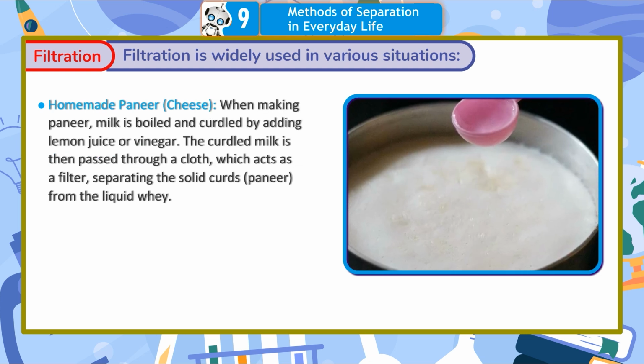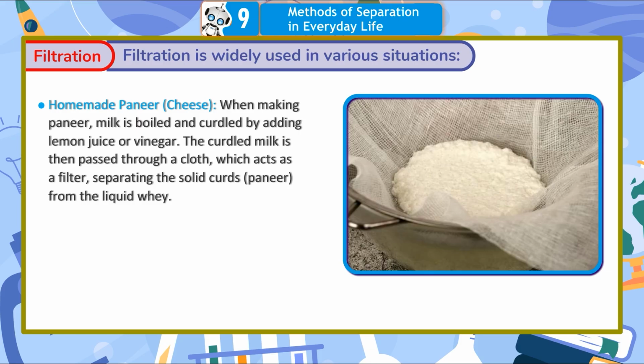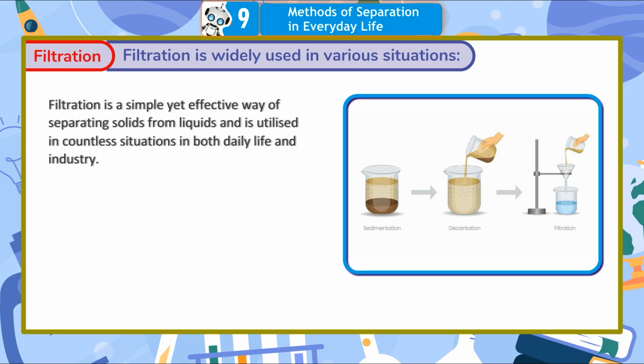Homemade paneer cheese. When making paneer, milk is boiled and curdled by adding lemon juice or vinegar. The curdled milk is then passed through a cloth, which acts as a filter, separating the solid curd paneer from the liquid. Filtration is a simple yet effective way of separating solids from liquids and is utilized in countless situations in both daily life and industry.